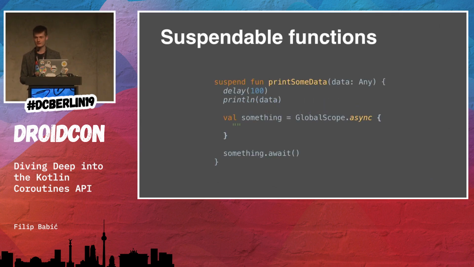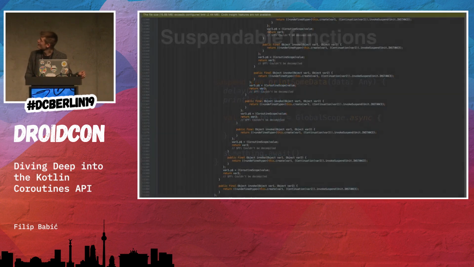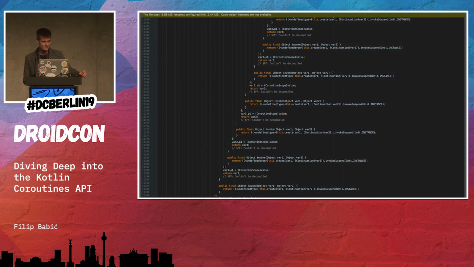But what happens if you add something a bit more complex than a delay, so an async call and an await call, which I'll cover a bit later on? Well, you get this. So this is 15 megabytes of decompiled code. This is a huge staircase of callbacks. And it's not actually anything to worry about because this is a bug in the decompiler itself.